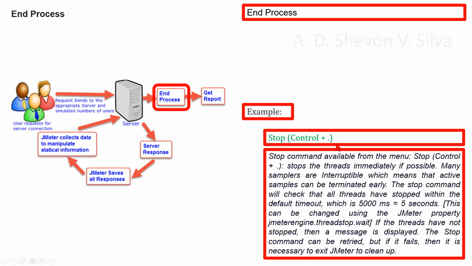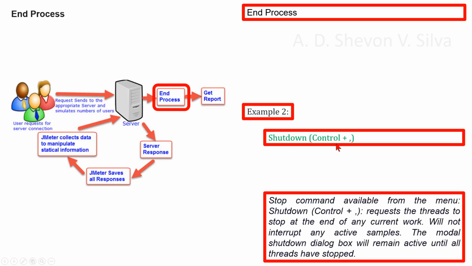The stop command will check that all threads have stopped within the default timeout, which is 5000 milliseconds, equal to 5 seconds. This can be changed using the JMeter property jmeterengine.threadstop.wait. If the threads have not stopped, then a message is displayed. The stop command can then be retried, but if it fails, then it is necessary to exit JMeter to clean up.